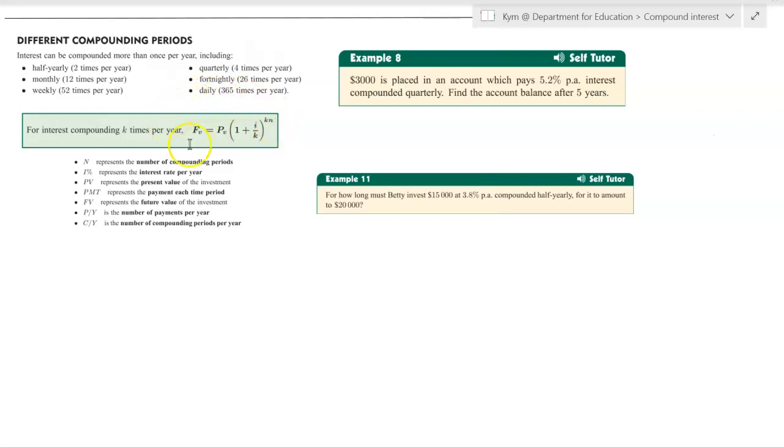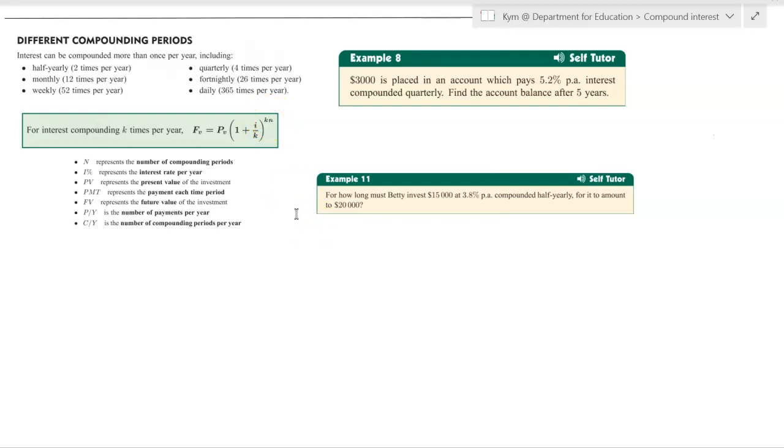Now, again, there is a formula you can use to calculate compound interest with different compounding periods. The difference between this one and the one I showed in the previous video is that you would divide your interest rate, which is already converted to a decimal, by the number of compounding periods per year, and you would raise it to the power of Kn. So N being the number of years and K being the number of compound periods. So for example, if it was for 5 years and it was compounded quarterly, it would be 4 times 5 or 20, raised to the power of 20.